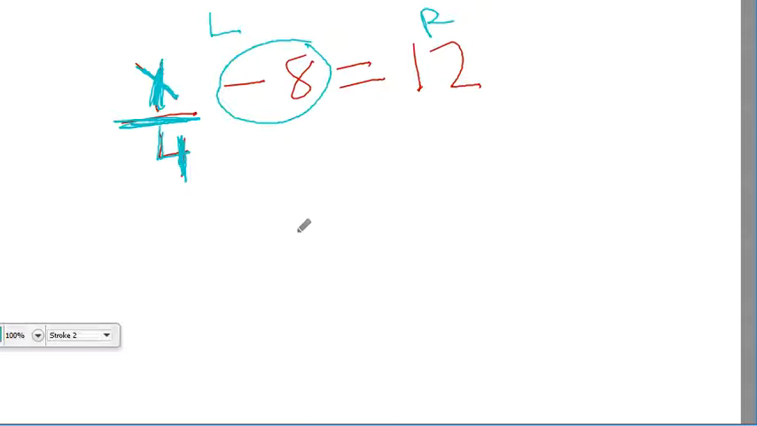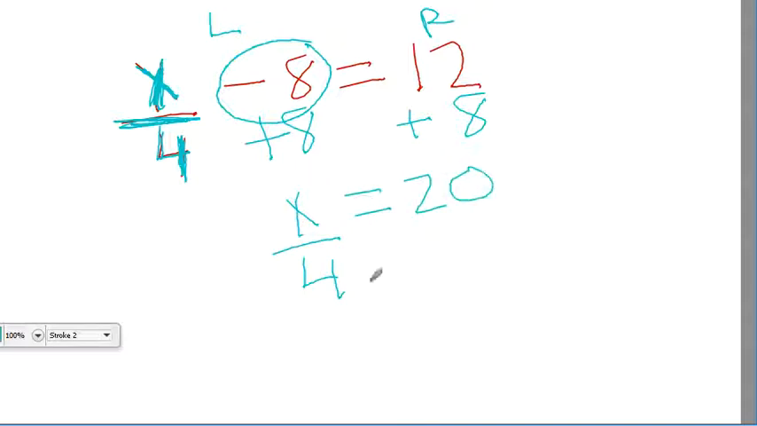Okay, so here we go. To get rid of the subtract 8, we're going to do a plus 8. Remember, whatever you do on one side of the equation, you have to do that exact same thing on the other side. So that leaves us with x divided by 4 equals 12 plus 8, which is 20.